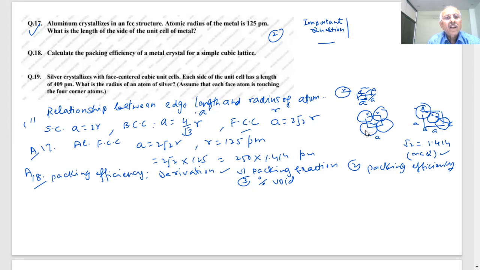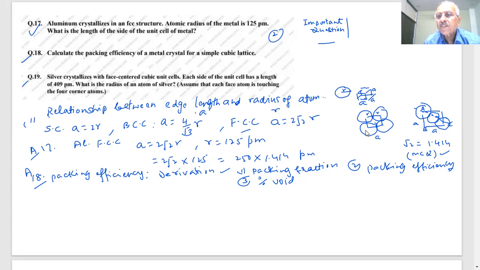Silver crystallizes with FCC. Each side of the unit cell is 409 picometer. What is the radius of atom of silver? Again, such a question, student, is important. We are expecting one of such questions in a large number of papers. These three formulas are very, very important, student. Important formulas.